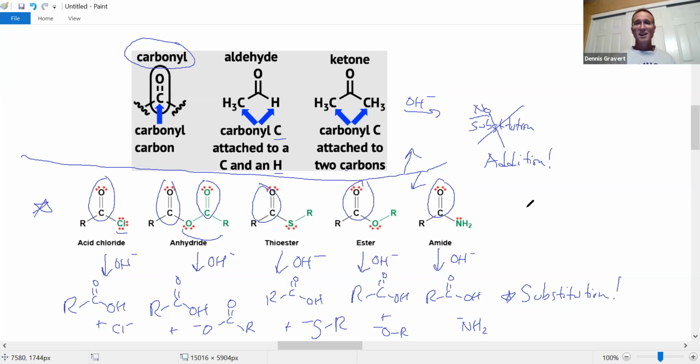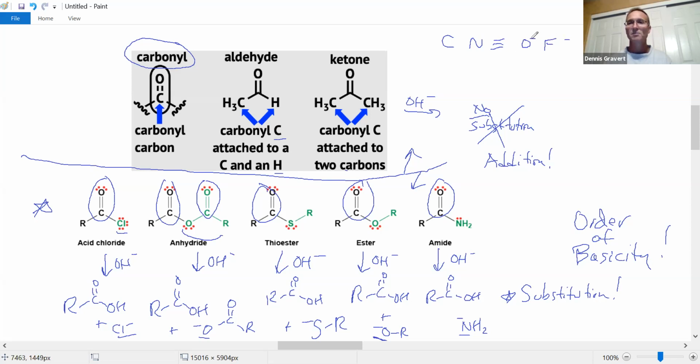Let's see, what else I have to do here? One way to understand how come aldehydes and ketones do addition, not substitution, and all the derivatives do substitution, is the order of basicity video, an old video we keep harping on. If you look at the leaving groups, we've got chloride, resonance stabilized oxygen, non-resonance stabilized oxygen, and nitrogen. Hey, remember our order of basicity? Go to the top right of the periodic table. Grab CNOF, insert the anion of the triple bond, and you have the ordering of strongest to weakest base.